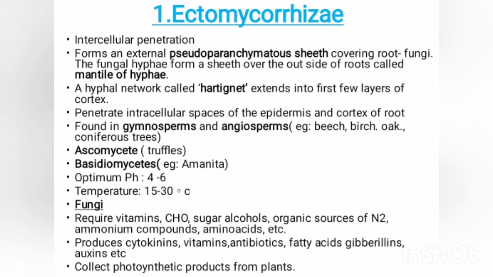Ectomycorrhizae forms an external pseudoparenchymatous sheath covering the root fungi structure, and it is about 40 μm thick and constitutes about 40% dry weight of the fungi root structure. The fungal hyphae form a layer over the surface of the root. It is called the mantle of hyphae. A fungal hyphae network extends into the first few layers of the cortex, and this network is called Hartig net.